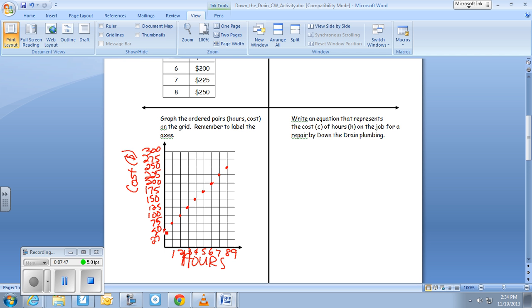So then on the lower right, if I want to write an equation with C representing the cost and H representing the hours, I would do this very similar to slope-intercept form, except instead of y and x, I'm going to use C and H. So that would be the cost is equal to $25 per hour plus the $50 service call. So that would be my equation. So let's turn the page over for the next activity.